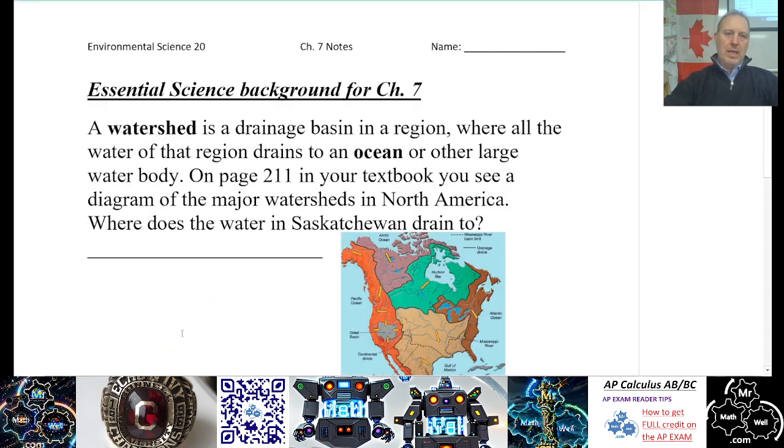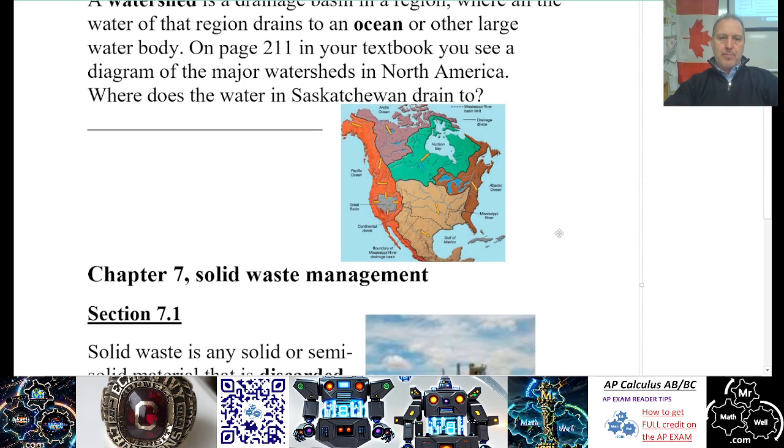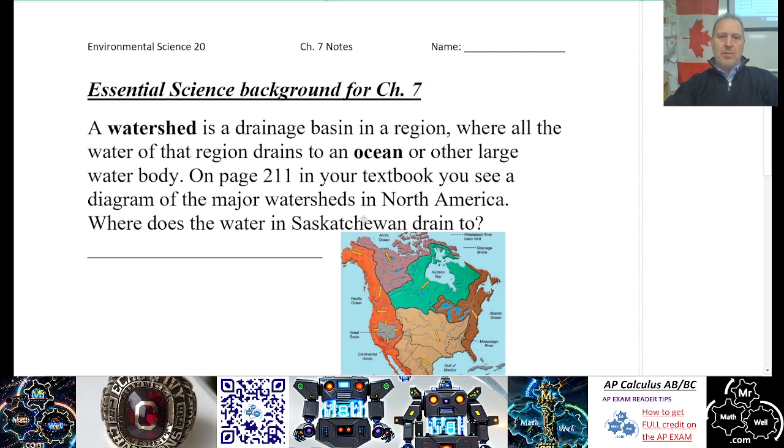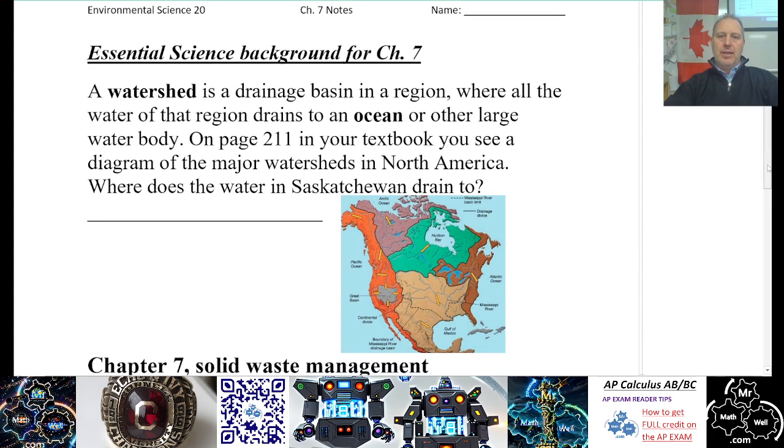So here we go. Essential science background before we get into 7.1, talking about watersheds. A watershed is a drainage basin, a region where all the water in that region drains to either an ocean or another large water body. On page 211 in your textbook, you will see a diagram much like the one in your notes here. It's a diagram of the major watersheds in North America.